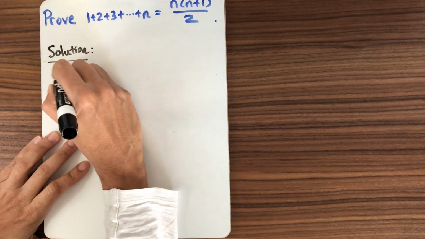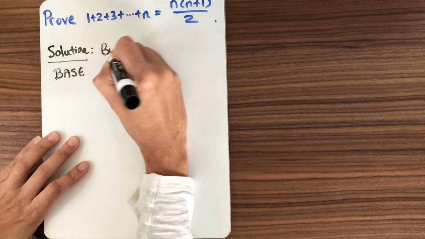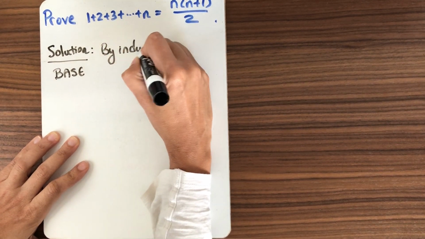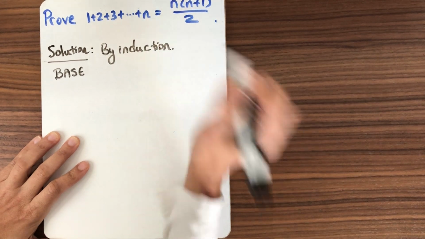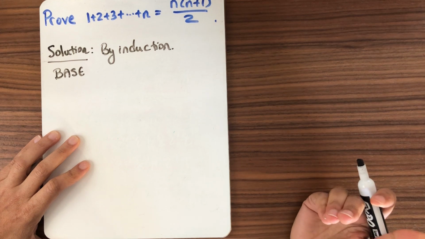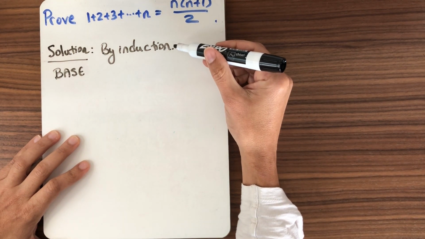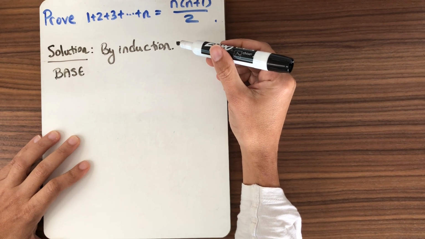So we're going to need a base case. It is a great idea if you write out what method you're using when you start a proof. I'm going to use induction, so I'll write by induction. That reminds me that I'm going to use induction, so I better have two parts, the base case and the inductive hypothesis.